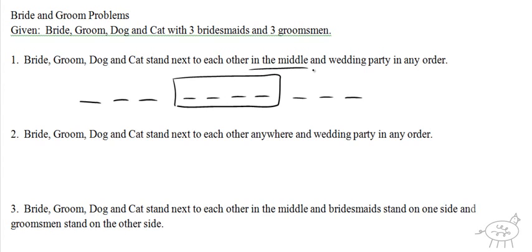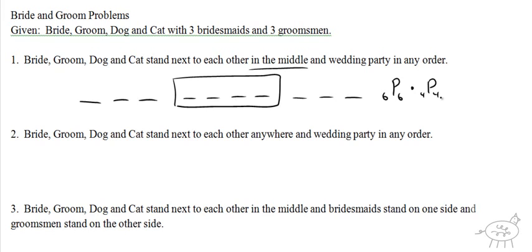First of all, it tells you they're in the middle, so that's like a fixed spot. That rectangle there is fixed. These 6 slots, 3 on either side, they vary. So that is actually 6P6, because there are 6 slots and you have to put 6 people around there. Since I didn't say anything about order with bride, groom, dog, and cat, they can be in any order as well. So that is going to be 4P4. That's the only kind of order that I have for this problem. So it's 6P6 times 4P4.